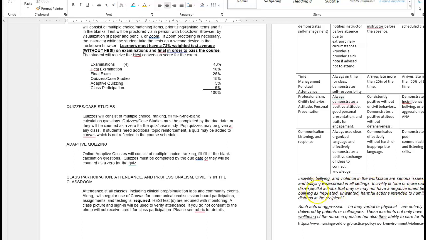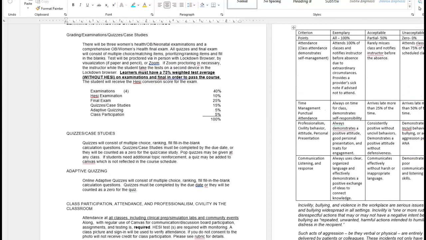The ANA defines bullying as repeated, unwanted, harmful actions intended to humiliate, offend, or cause distress in the recipient. Such acts of aggression, whether verbal or physical, are entirely unacceptable, whether they are delivered by a patient or a colleague. These incidents not only have a serious effect on the well-being of the nurse in question, but also their ability to care for the patients. And I have your reference right here.